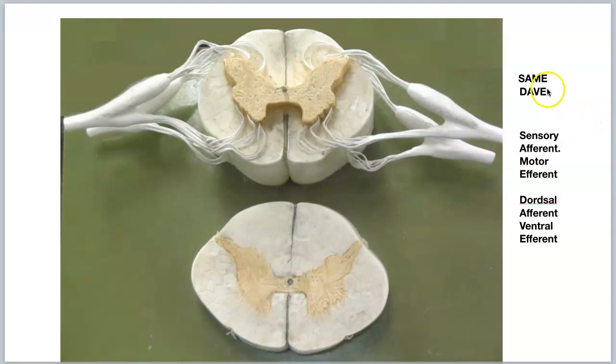If you want, you can remember it this way. Same Dave. Sensory is afferent. Motor is efferent. Dorsal is afferent, sensory, and ventral is efferent, motor. Same Dave. Just look at that if you didn't understand what I was saying, because sometimes I don't know what I'm saying either.